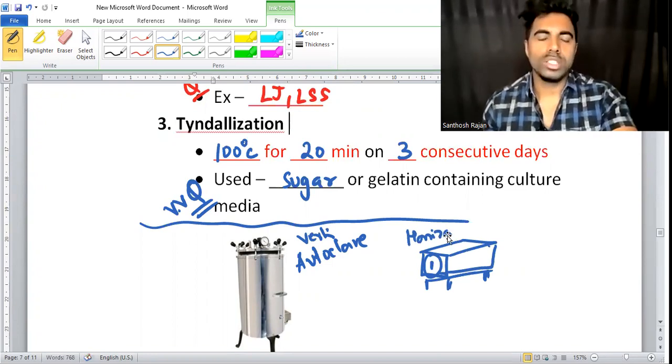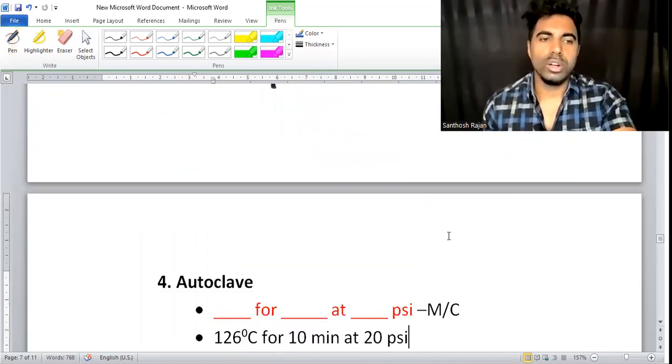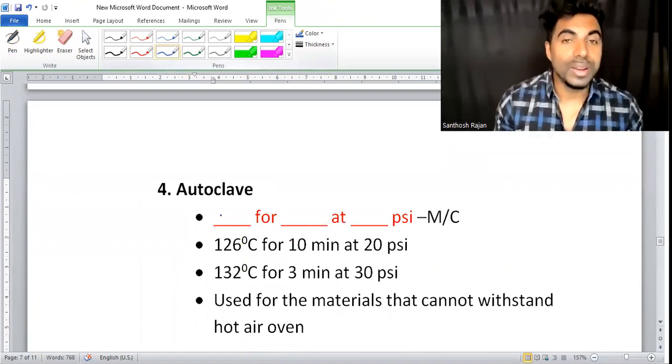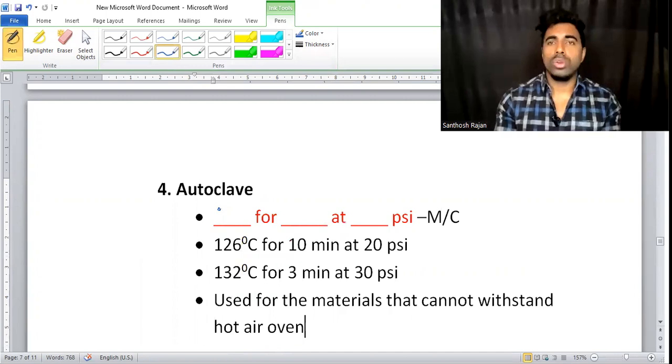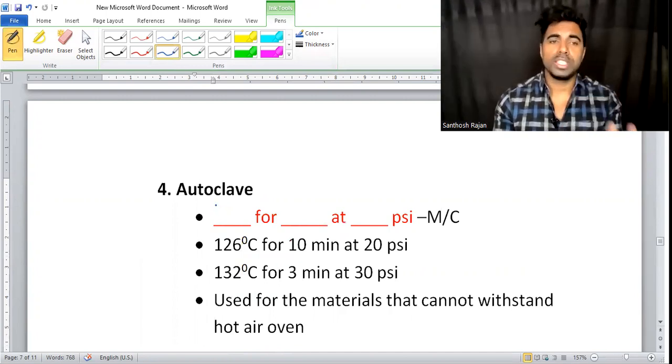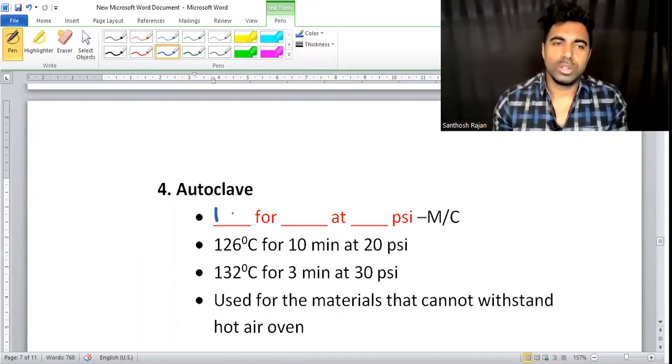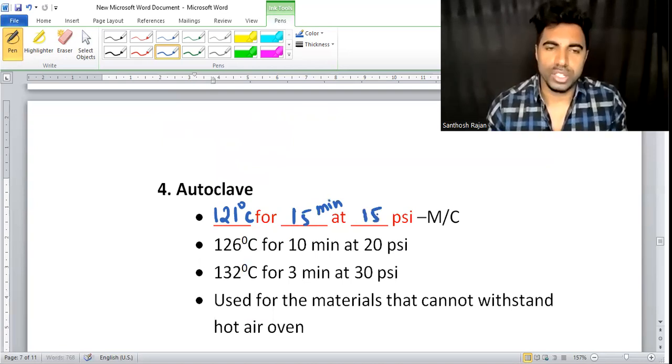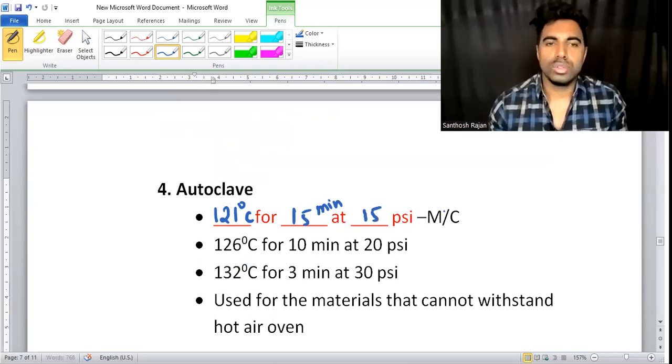Okay, right. Now, what is the autoclave? Autoclave is very important. The main thing you have to know in the autoclave is the temperature. Everyone knows, no excuse in this. Even if you don't know, please remember, it is a highly expected question. Always asked: 121 degrees Celsius for 15 minutes at 15 PSI pressure. This is the most commonly used temperature.